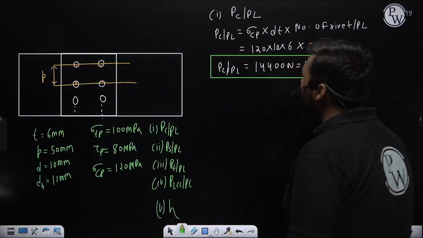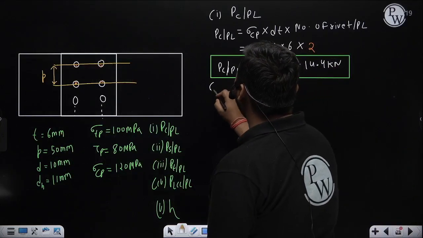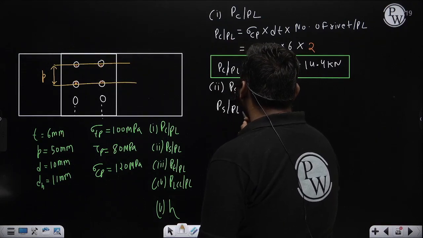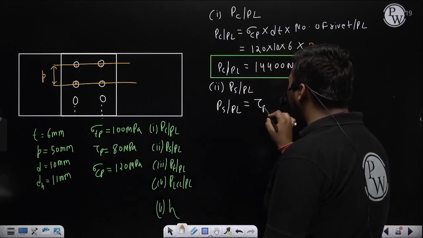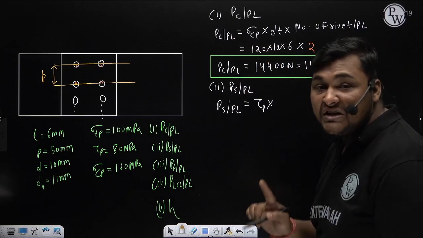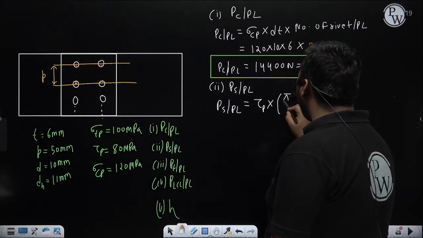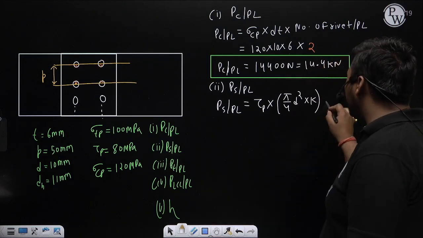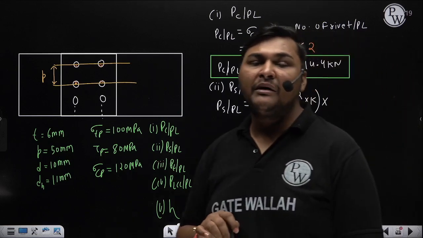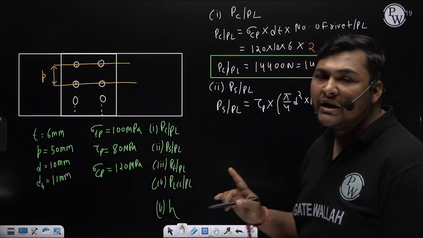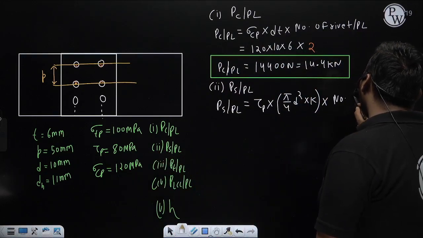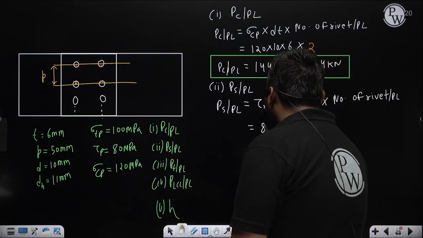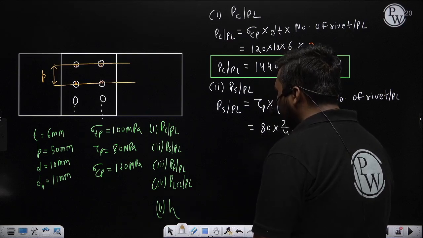Second, we have to calculate the shearing load carrying capacity per pitch length. Since we are calculating shearing load carrying capacity, we equate actual shear stress with permissible shear stress, tau p, into the shear area of one rivet. The shear area of one rivet is pi by 4 d square into k, where k is 1 for single shear and 2 for double shear. For total capacity we multiply by the number of rivets per plate, but for capacity per pitch length we multiply by the number of rivets per pitch length.